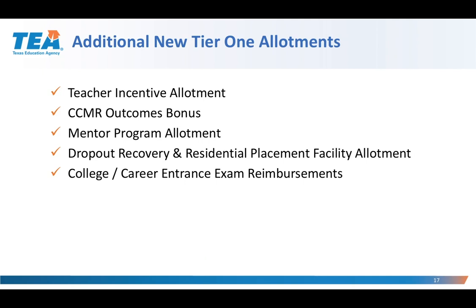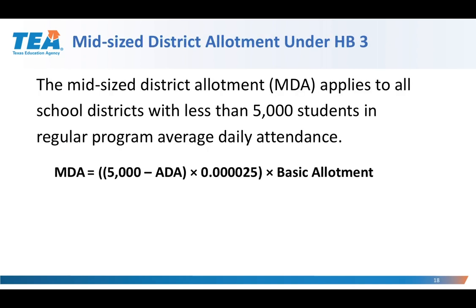These are additional new Tier 1 allotments. But like the old high school allotment, these allotments are not calculated using the basic allotment. Now let's step through the formulas under HB 3. First, we begin with the Midsize District Allotment, or the MDA. The MDA is applicable to school districts with fewer than 5,000 students, and as shown in this formula, results in varying levels of funding depending on the number of students in the district.